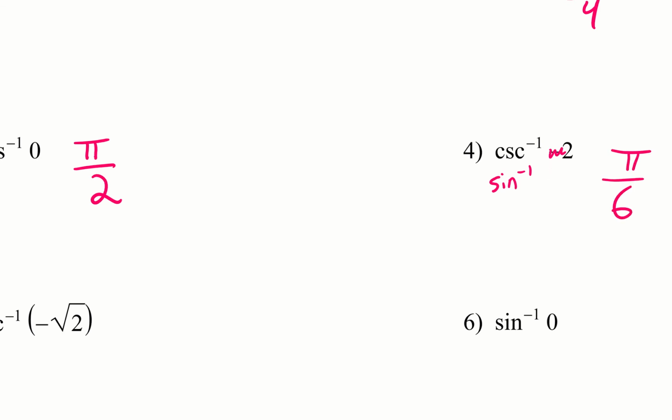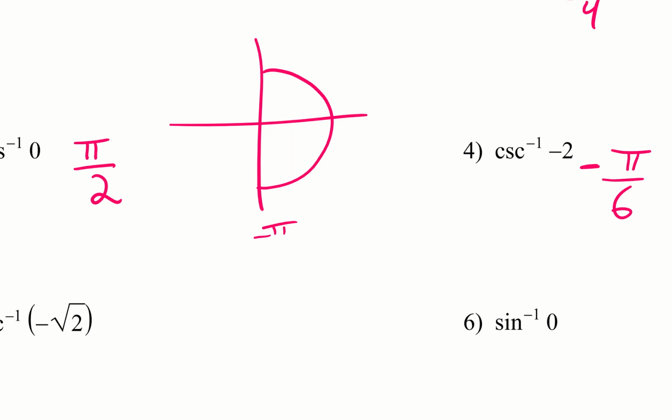But since this is a negative 2, for cosecant, sine, and tangent, it is going to be the negative angle. So we're looking at values from negative pi over 2 to positive pi over 2. So all of our negatives are going to be over here with the negative pi over 2. And this is for sine, cosecant, and tangent.